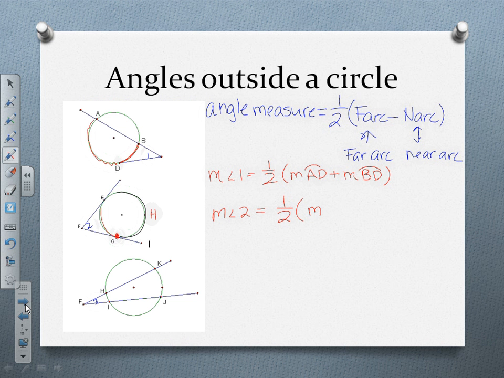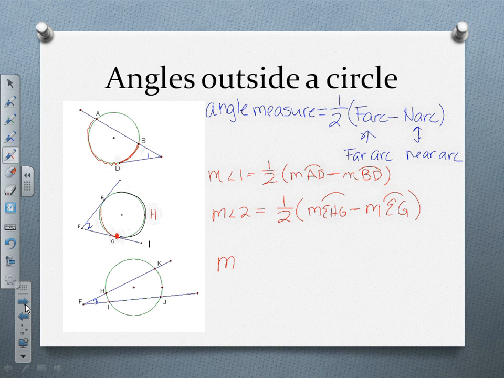So the measure of the major arc EHG minus the measure of arc EG. I did say plus or minus, so minus. I know you guys are laughing at me because I missed that minus.